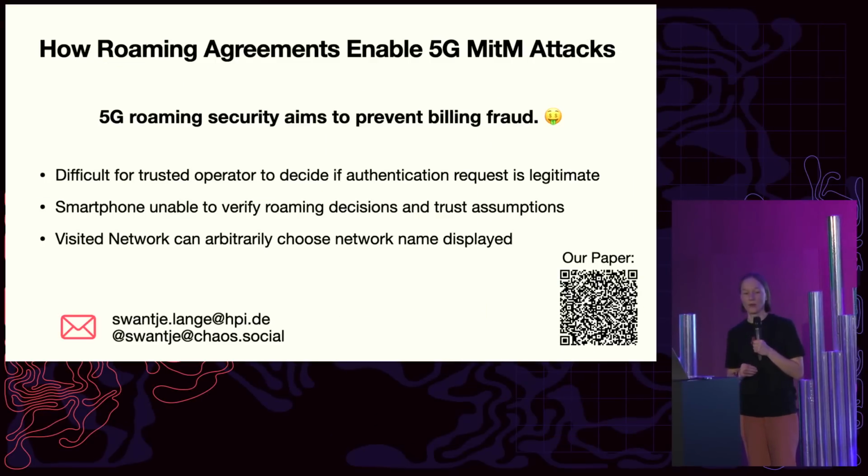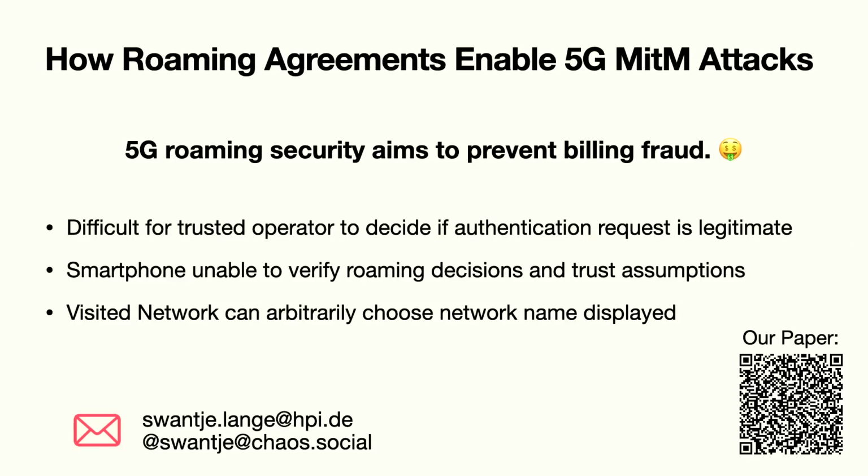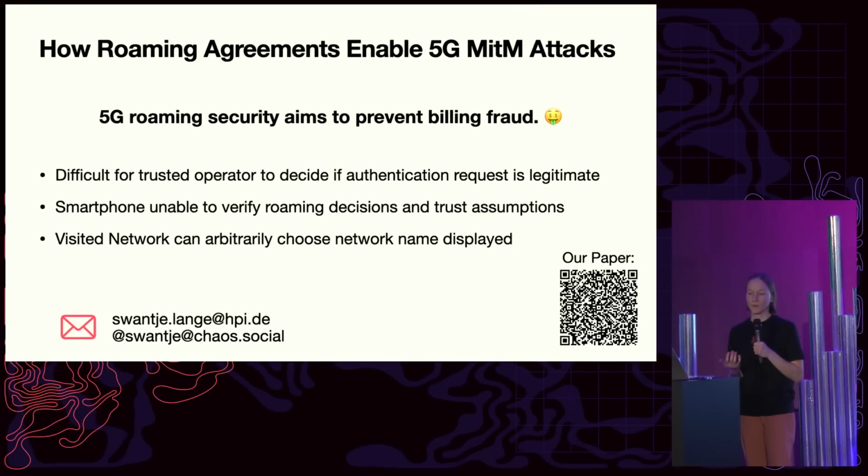Concluding on our work on how roaming agreements enable 5G machine-in-the-middle attacks, we must say that the 5G roaming security really is focused on preventing billing fraud. And like this, machine-in-the-middle attacks are possible, and they are still actively exploited. So the problem is that it is very difficult for a trusted operator to decide if an authentication request is legitimate or not. Because if they reject it, then they might have a loss in revenue or an unhappy user somewhere. The smartphones are unable to verify a roaming decision and the trust assumption behind the connection.